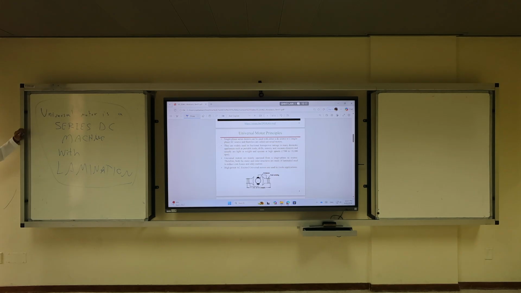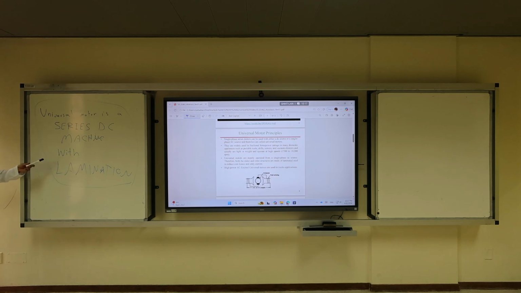It doesn't make sense to call it a universal generator, because if you apply rotation, it will be what? A DC generator. Get it? Because the whole structure is a series DC machine. The only addition is a laminated stator. In DC machines, did we talk about lamination? No. Lamination is basically slicing the stator. We do not slice DC machines because we don't have eddy current losses. Eddy current losses appear only in AC machines.